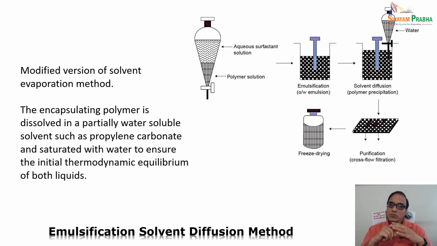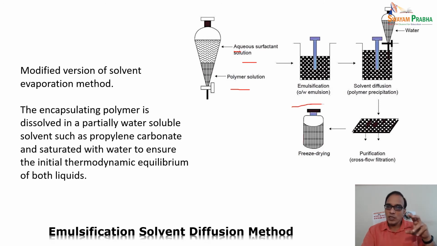Now the modified version of the solvent evaporation method is the ESD, the emulsification solvent diffusion method. In this method, the aqueous surfactant solution and the polymer solution are taken and put together. They are dissolved in a partially water soluble solvent such as propylene carbonate and saturated with water, to ensure the initial thermodynamic equilibrium of both the liquids.